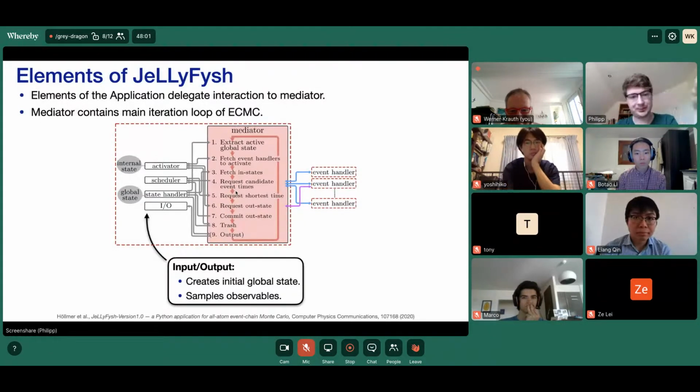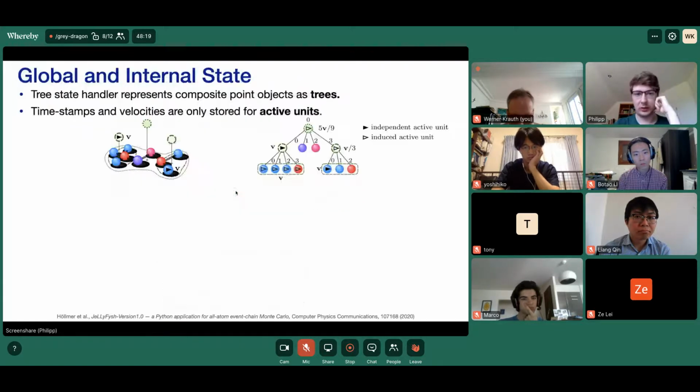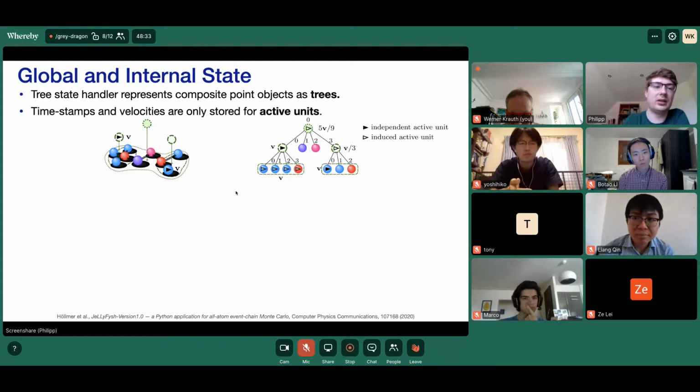On this slide, I just described the very abstract actions of each element. And you can read more about how we implemented this for the all-atom case in our design paper. However, I want to say a bit more on how we treat the global and internal state for our all-atom simulations. For our simulations, it turns out that it is very nice to represent composite point objects as trees. And for this, we created the state handler, which is a tree state handler.